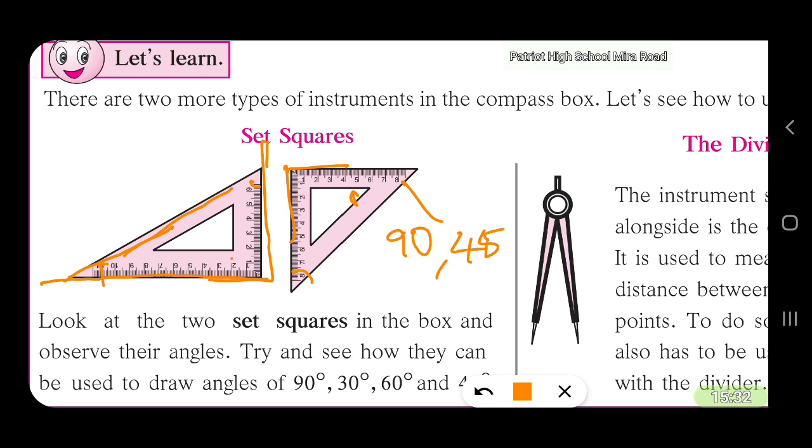This angle is 45 degrees. This angle is also 45 degrees. These two arms are of equal length.